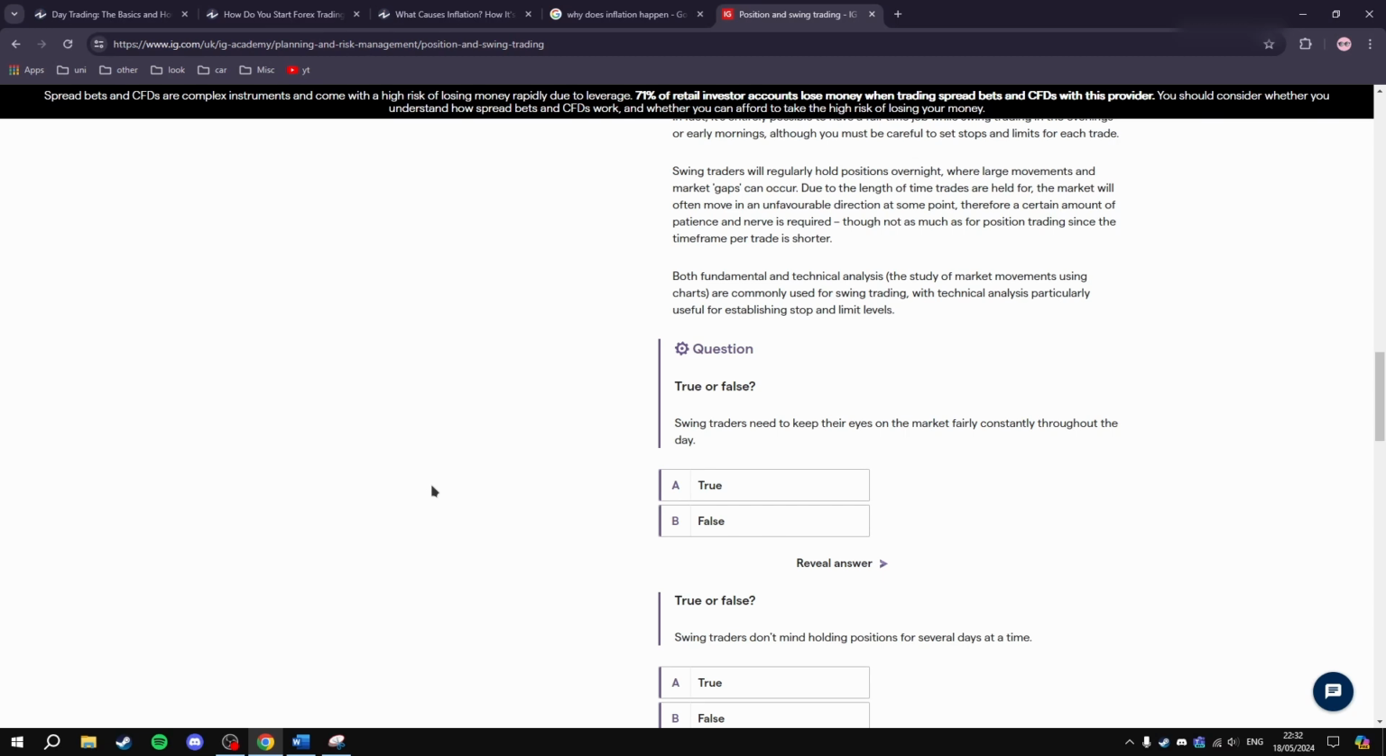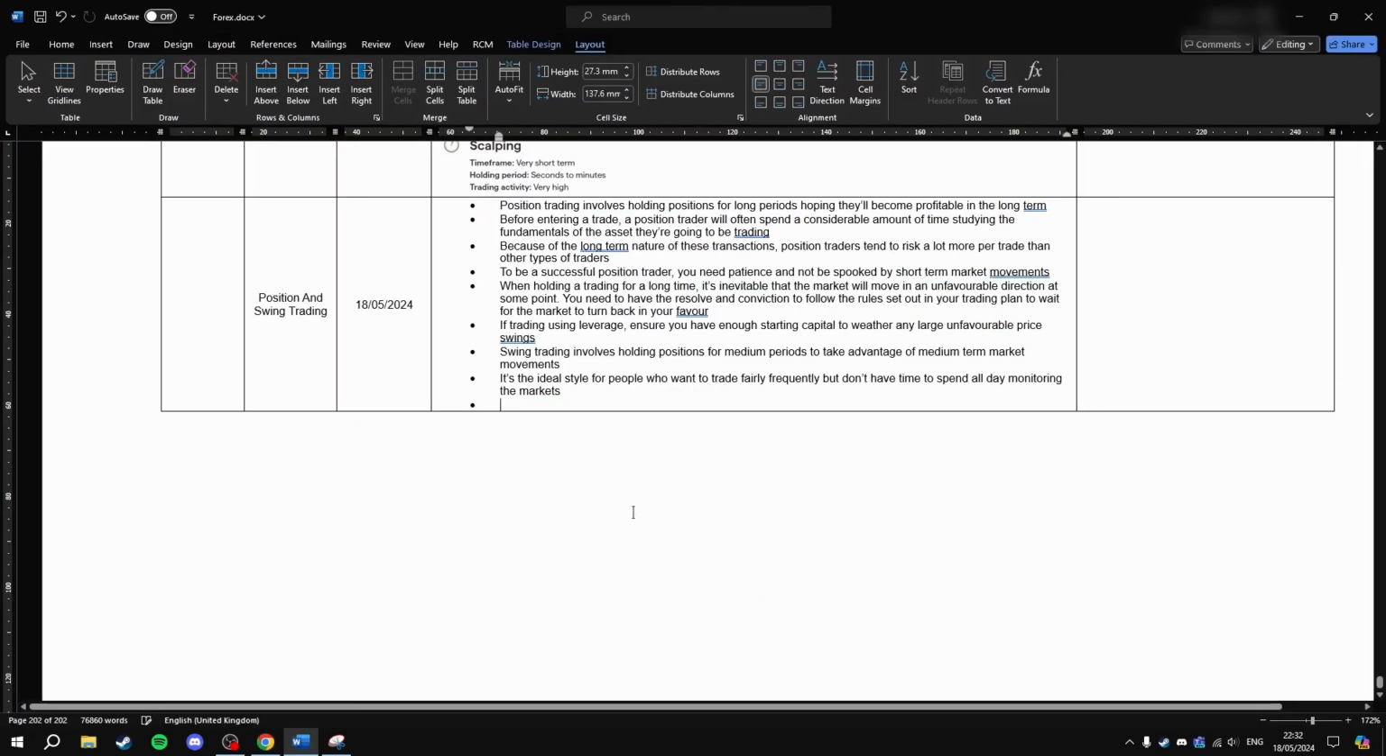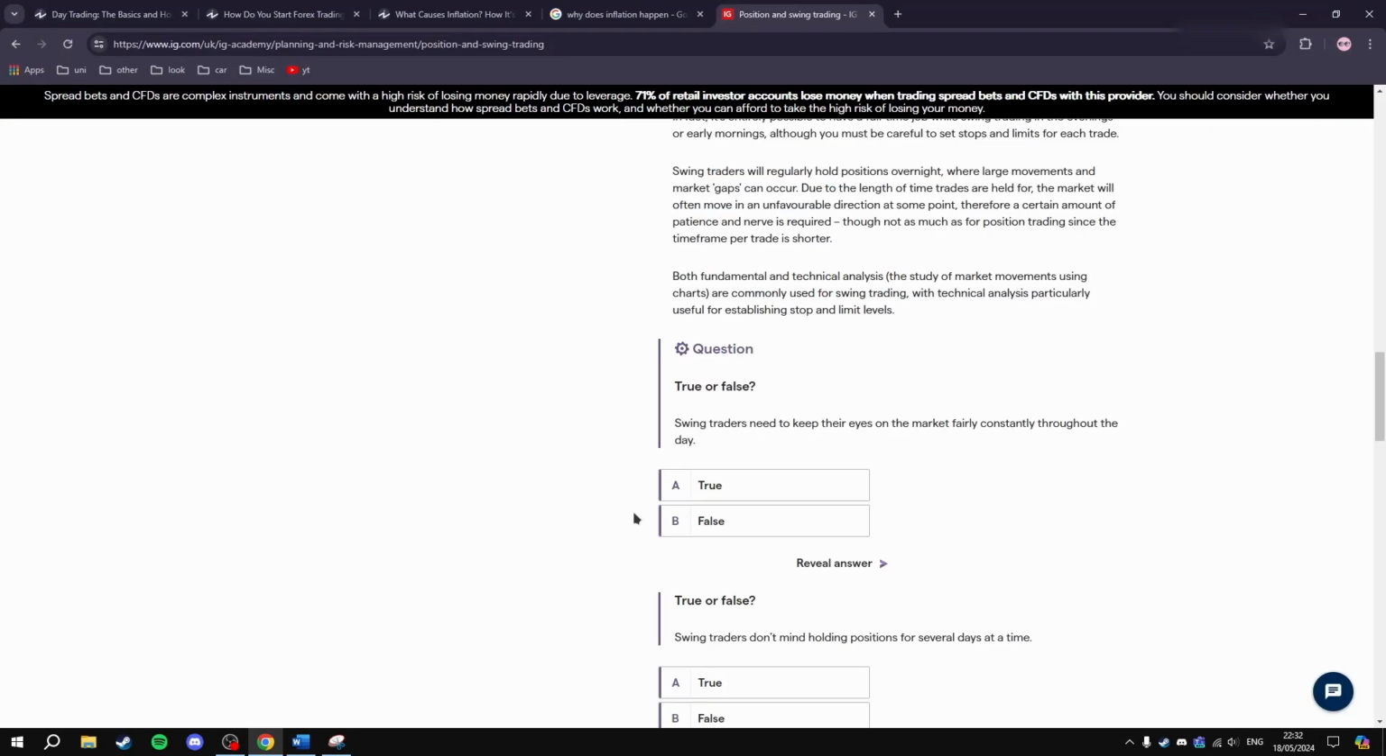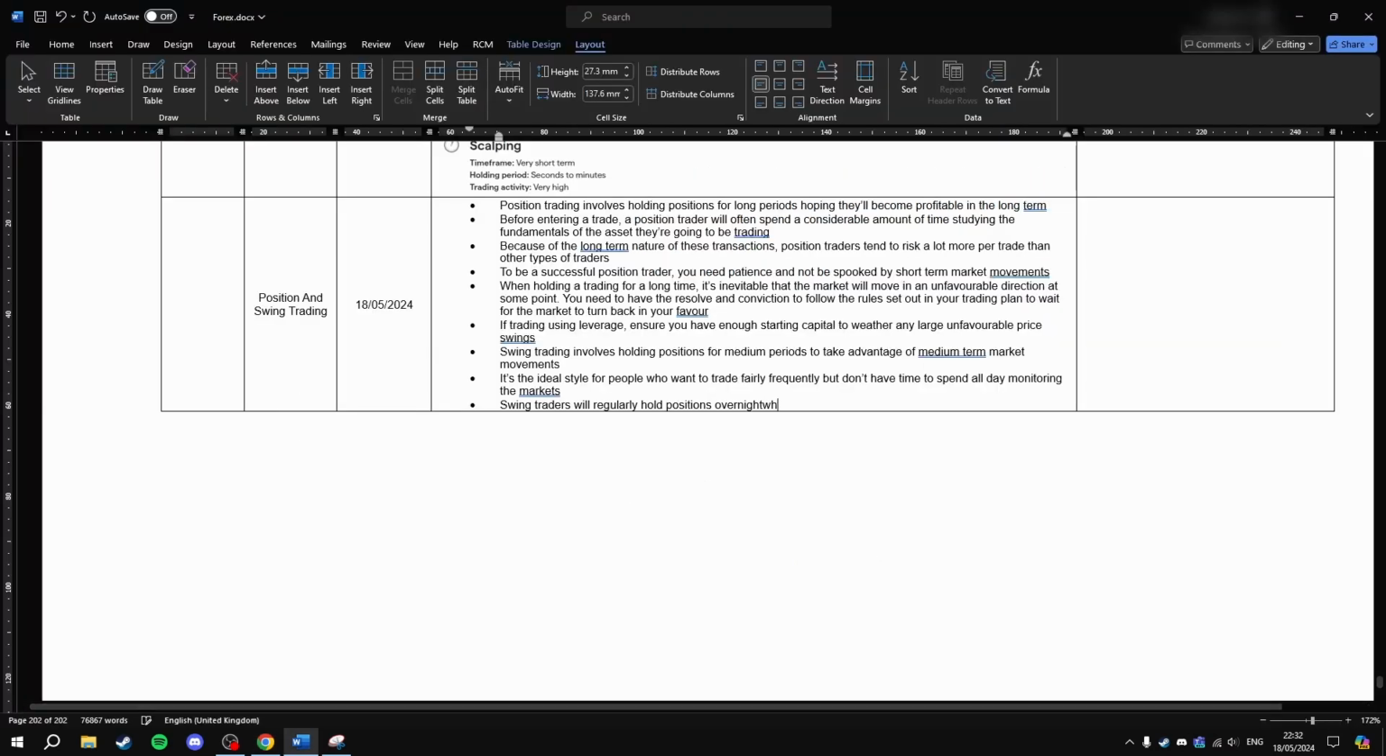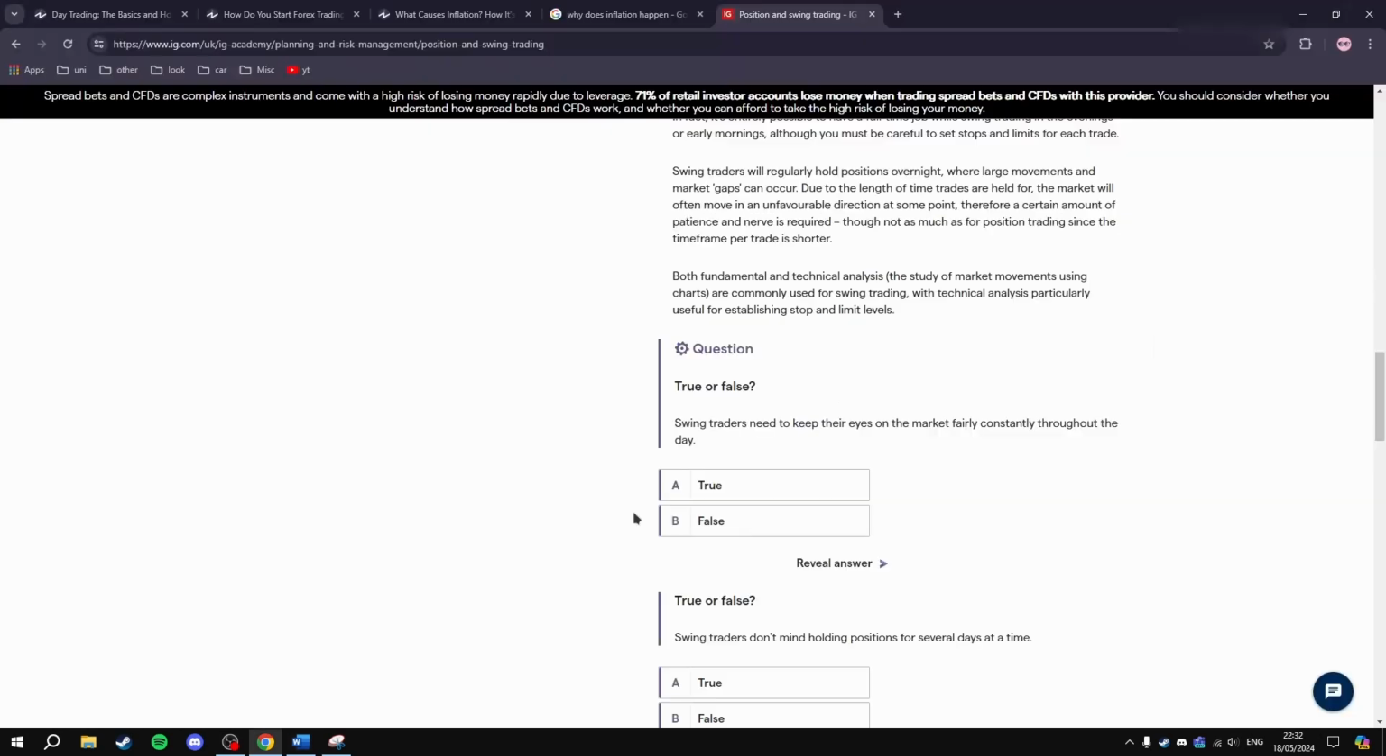Swing traders will regularly hold positions overnight, where large movements and market gaps can occur.